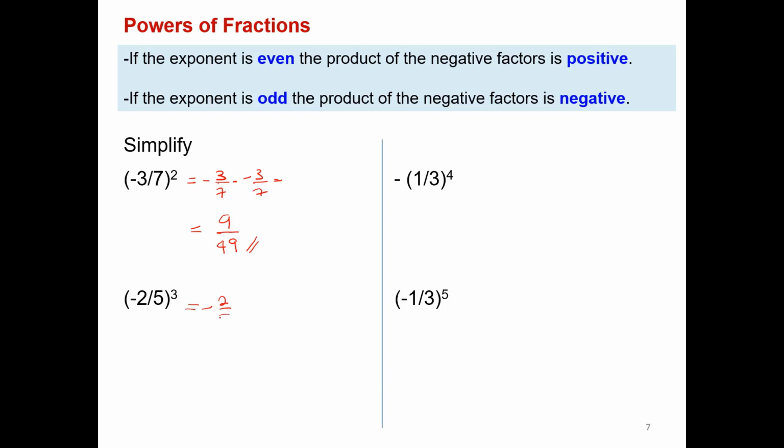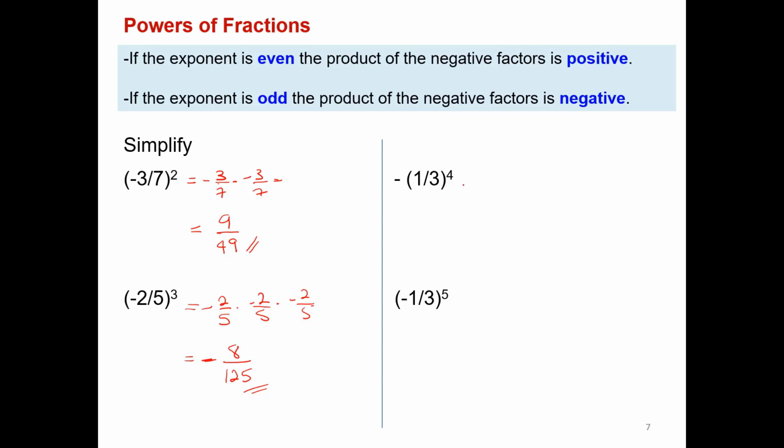Negative 2/5 times negative 2/5 times negative 2/5. Negative times negative is positive, positive times negative is negative. 2 times 2 is 4, 4 times 2 is 8. 5 times 5 is 25, 25 times 5 is 125. And this is the answer.